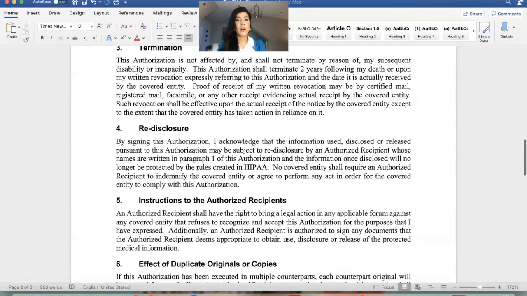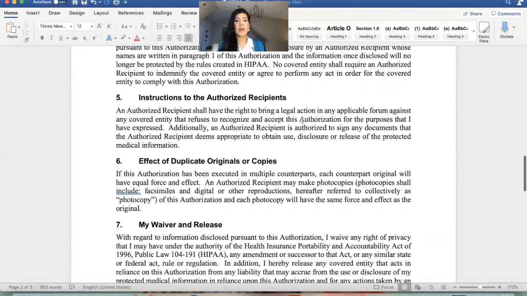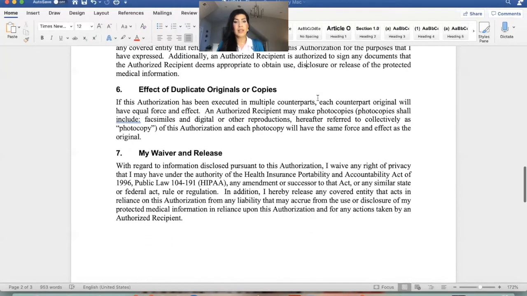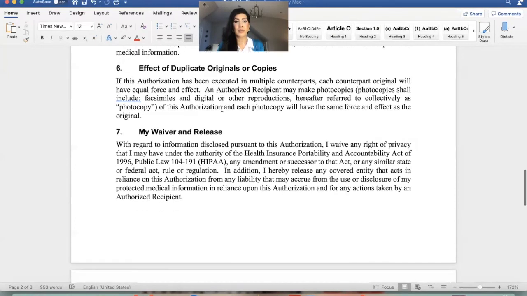It's saying that you understand the information that's in this document by signing it, and that any authorized people that are listed on this document have the right, again, this is just making it clear that they're allowed to sue. So they have the right to bring a legal action against anything, not only if harm is done, but if someone refuses to accept this authorization. This document can be copied, it can be given to multiple places if needed, and each copy will be considered just as good as an original.